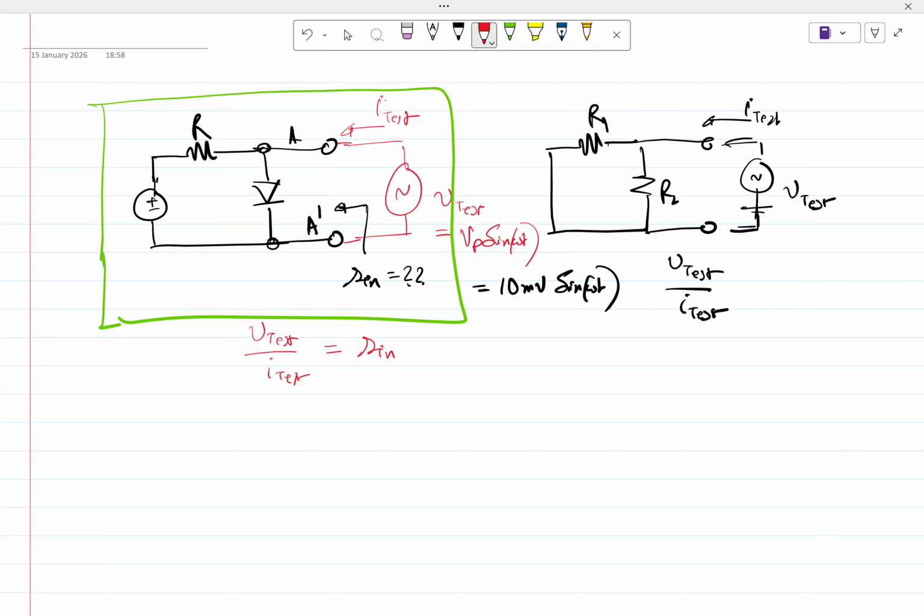Okay. And this is not only an analysis thing. I mean, think about it, right? In an experimental setup, what are you actually applying across the diode? You are basically applying around 0 the 10 millivolt sinusoid, which goes 10 millivolt up and 10 millivolt down.